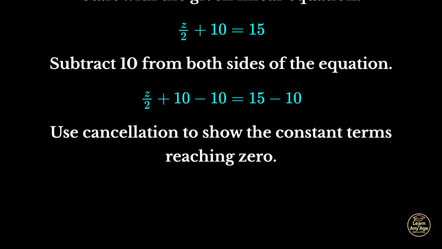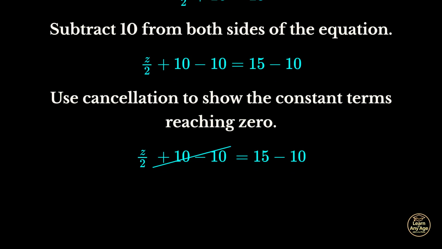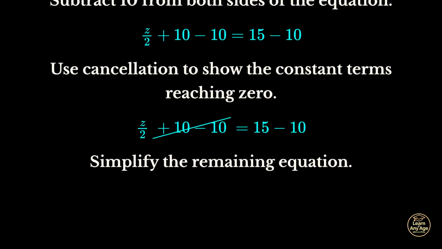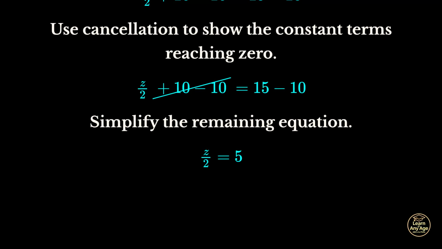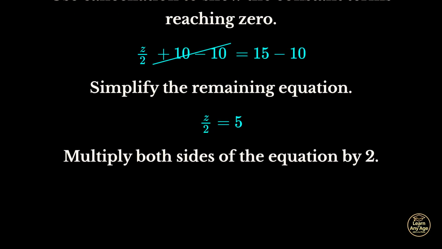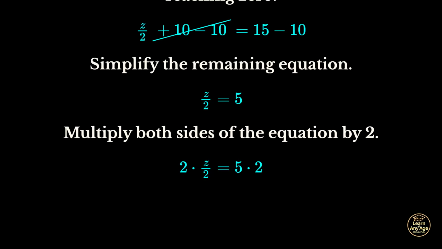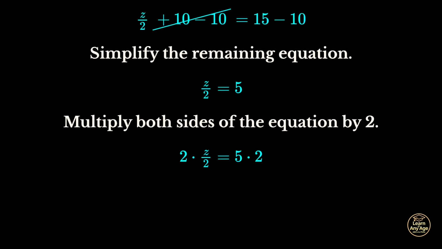Use cancellation to show the constant terms reaching 0. z over 2 plus 10 minus 10 cancels out, equals 15 minus 10. Simplify the remaining equation. z over 2 equals 5. Multiply both sides of the equation by 2. 2 times z over 2 equals 5 times 2.